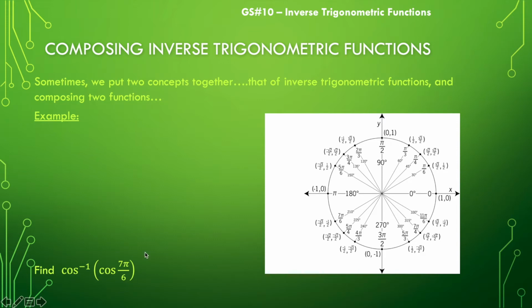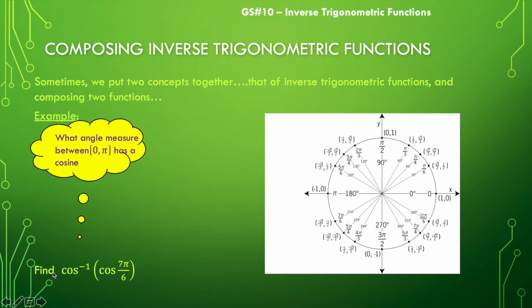And we want to think about this step by step because we want to pull apart the two concepts that are happening here. The first thing we're going to think about is, what does this mean? Cosine inverse, remember, that means I'm looking for an angle measure. And remember that that is going to be defined only between 0 and pi. And we're looking for an angle measure that has a cosine that is the same as cosine of 7 pi over 6. Okay, well, let's first find cosine of 7 pi over 6.